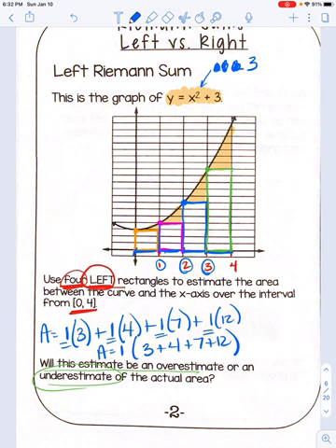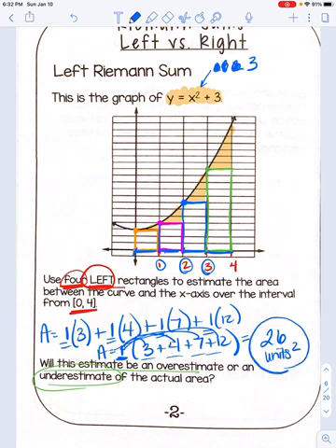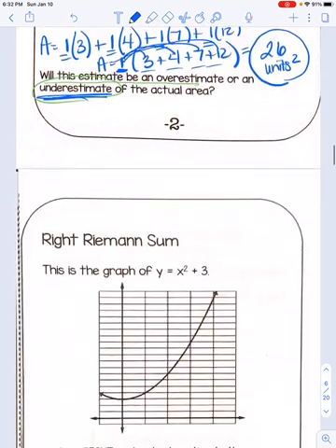So your widths are always, well, always is a strong word. Your widths are going to be the same most of the time, and if that's the case, then you can just pull the widths out and just add all the heights together. Because technically you're still doing length times width, length times width, length times width. And when you add all this up, you get 26 units squared because it is area. But again, that is an underestimate. So I would assume that the actual area would be a little bit more than that.